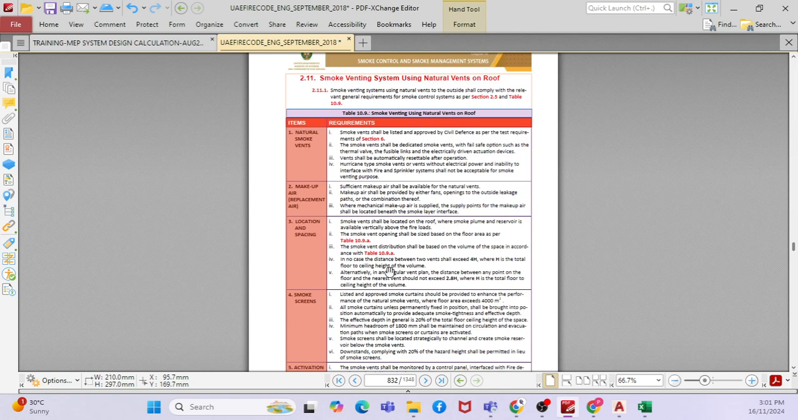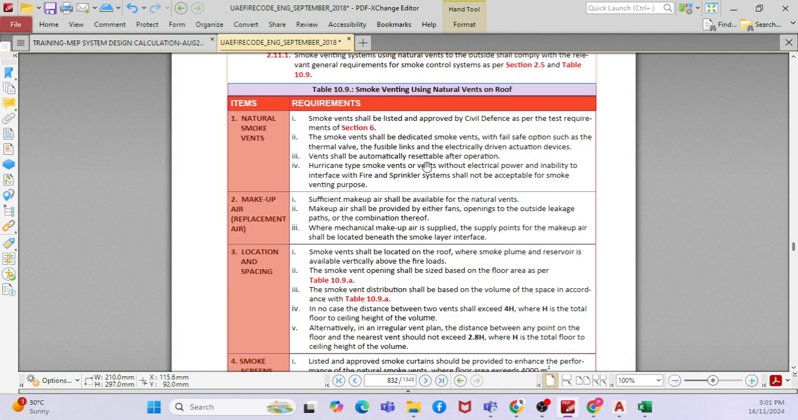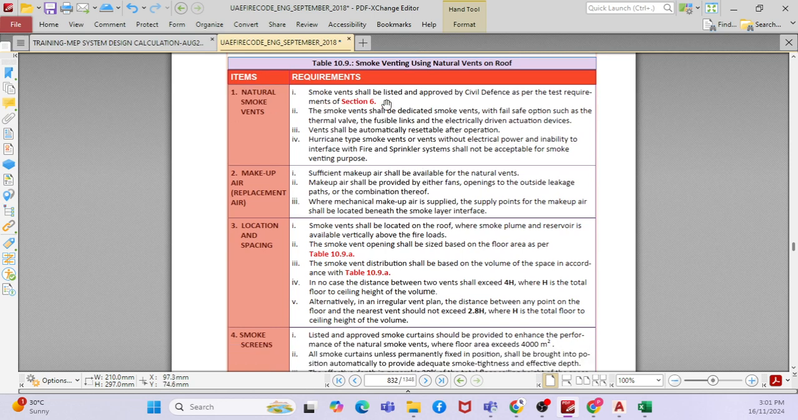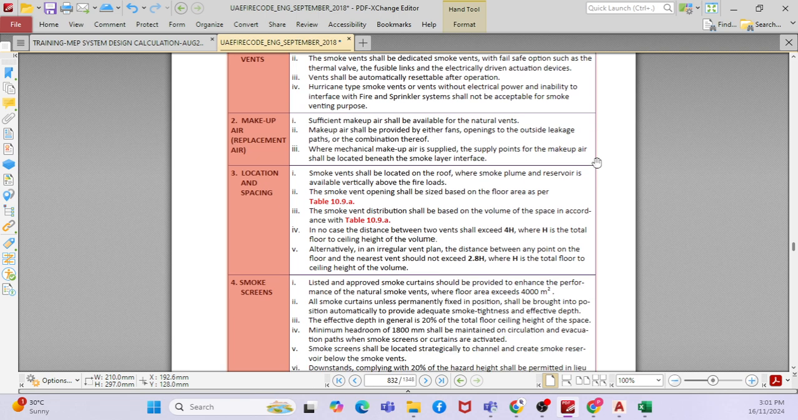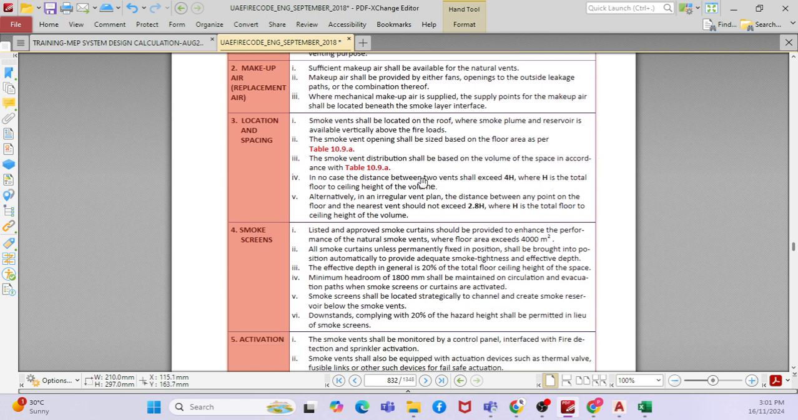And maybe if you go to here, you can see smoke ventilation. A smoke vent shall be listed by approved civil defense. Smoke vents shall be dedicated smoke vents with fail safe open. This is normal. And sufficient makeup air available from the natural vents. You have to make sure that you are getting proper makeup air. And here they are talking about smoke vents shall be located on the roof.